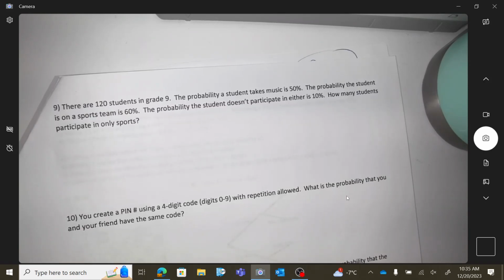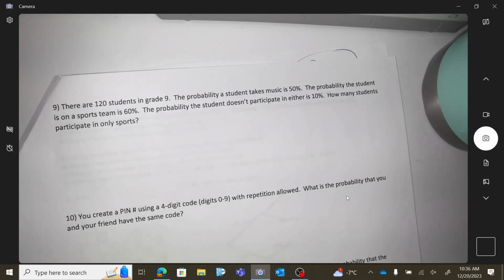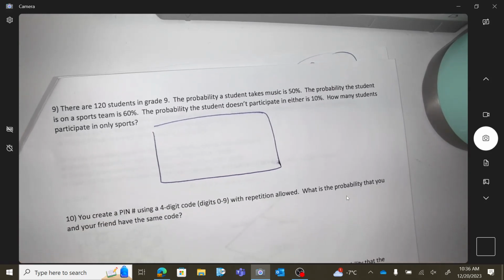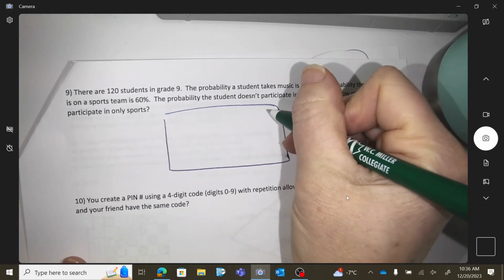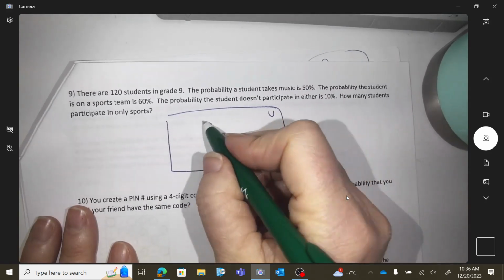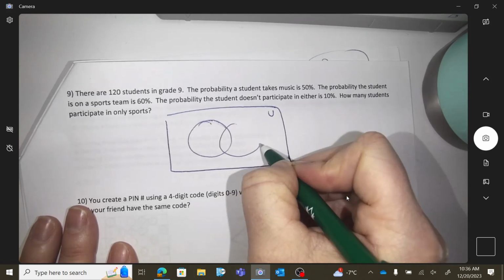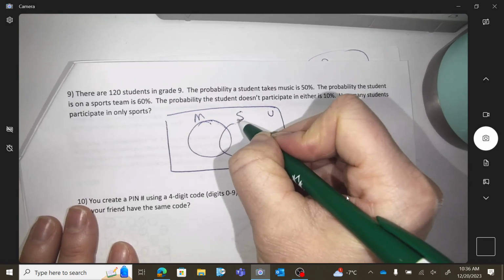Okay, there's 120 students in grade 9. The probability that they take music, 50%. The probability sports, 60. Once you read this, do you have an idea of what the strategy is? Venn diagram. Okay, so big thing is recognizing that. Give me the universe. We have, what do we have? Music and sports.